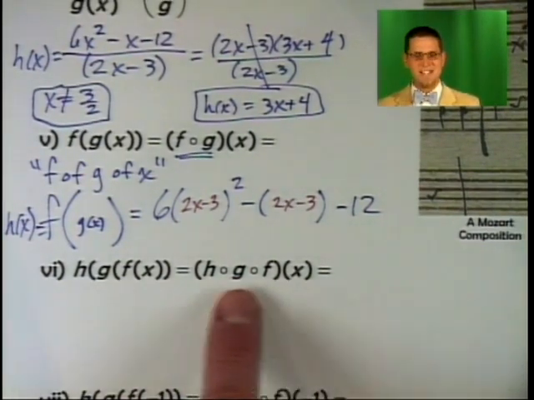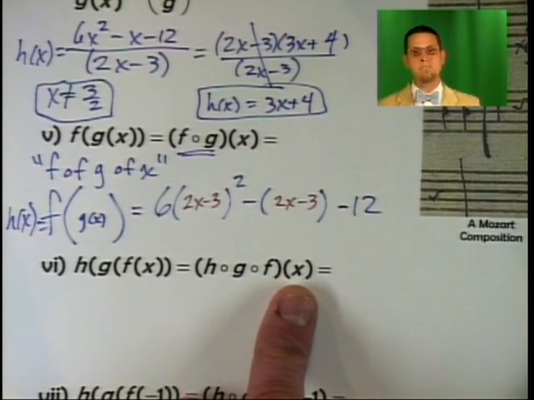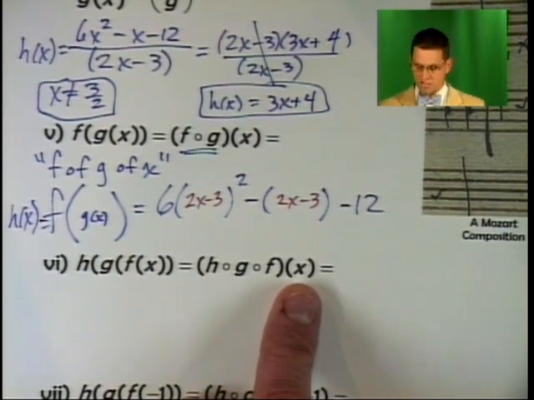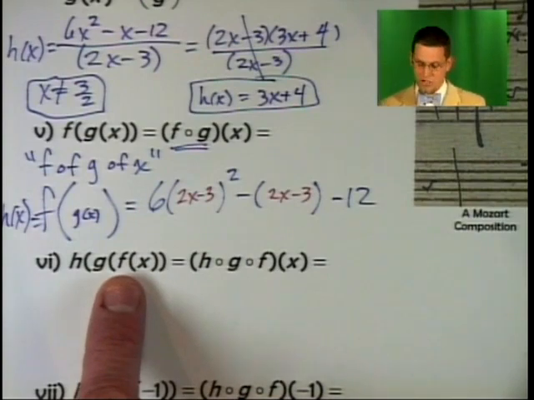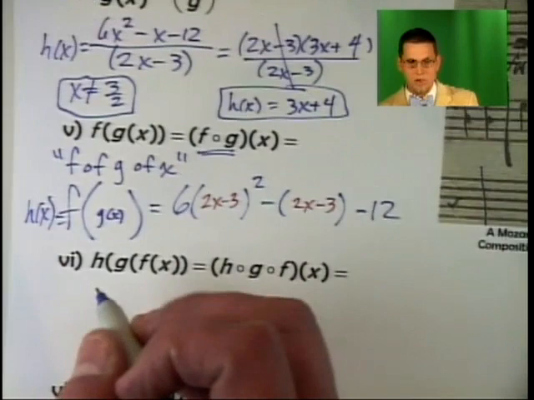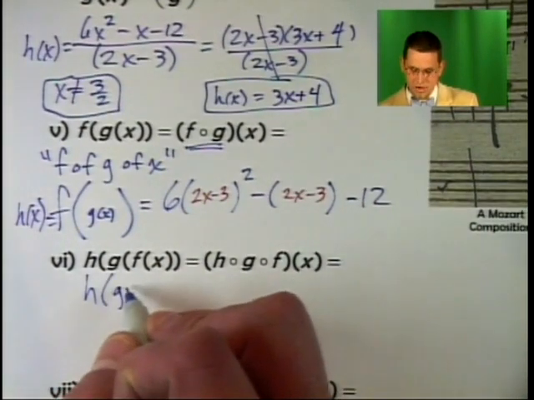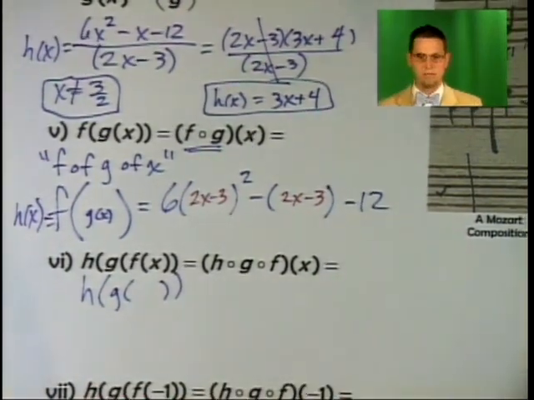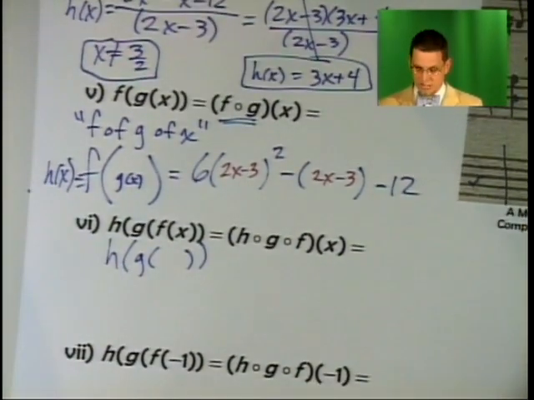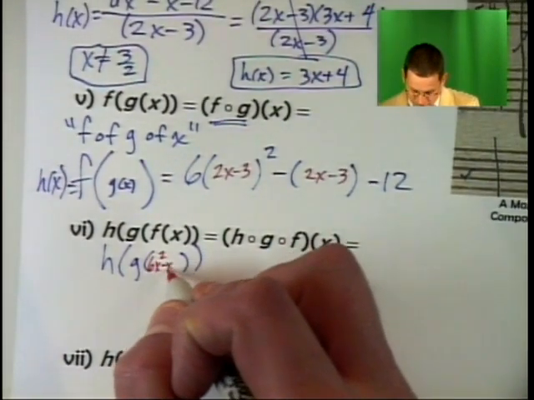Now you might see it written like this because it's a little bit more condensed to present the work, but it's much easier to actually evaluate these expressions or create these new equations if you write it like this, because it makes more sense to what we're actually doing. So let's kind of work from the inside out. I've got h of g of f of x. Okay? I'm going to go ahead and do this one slightly differently. I'm going to start on the inside here. What is f of x? Well, f of x is 6x squared minus x minus 12.